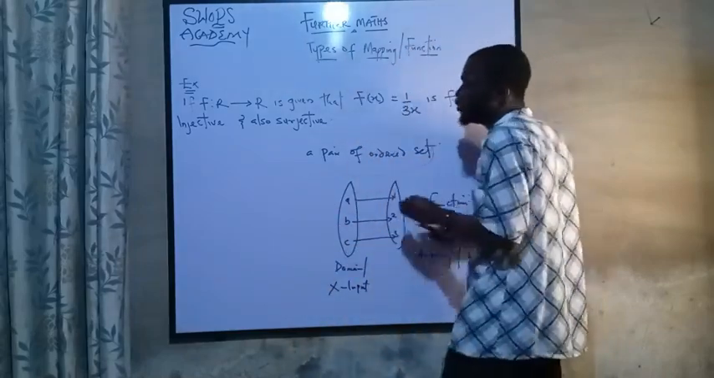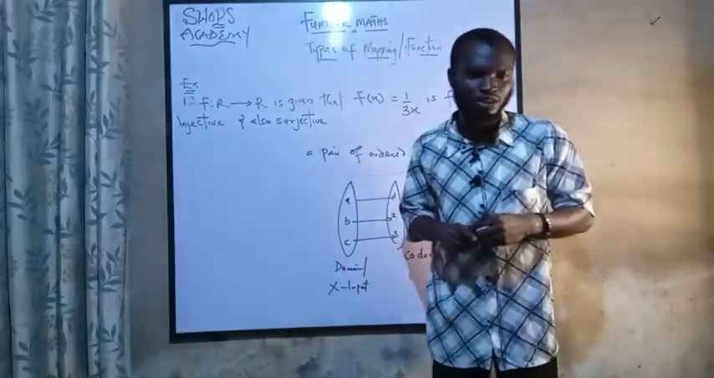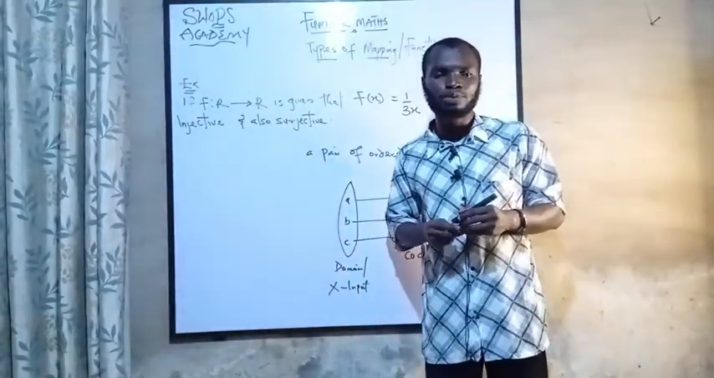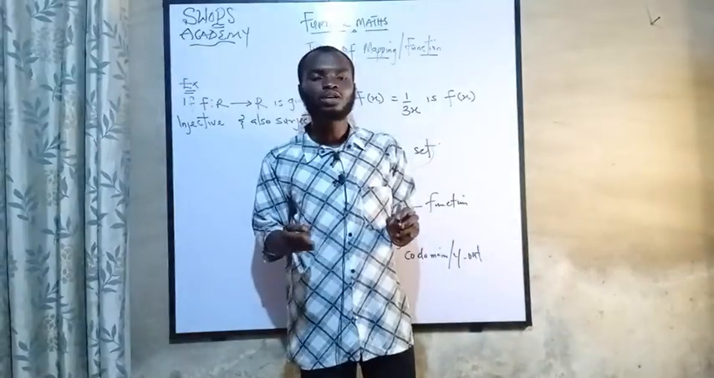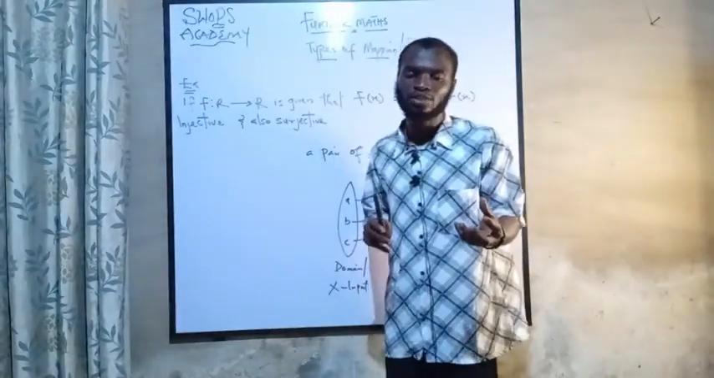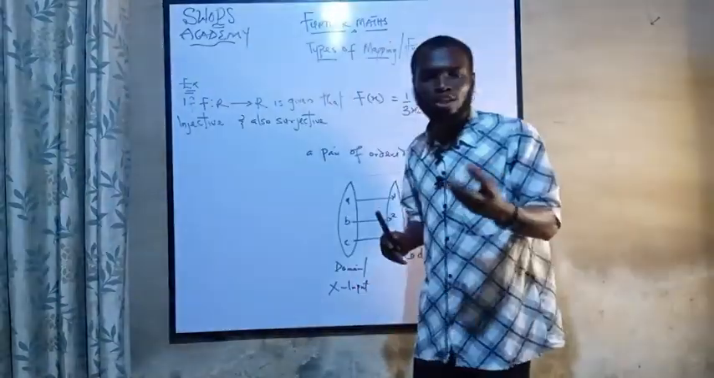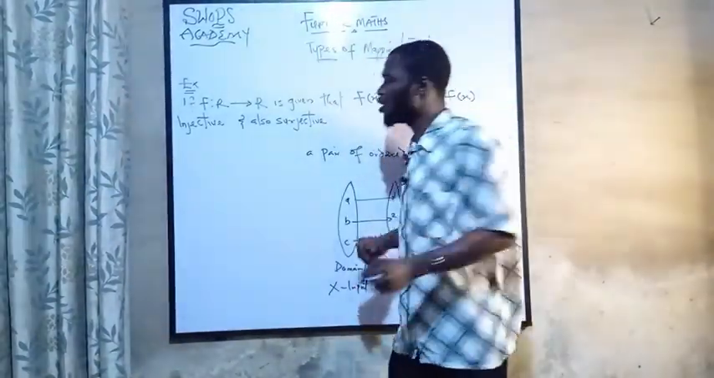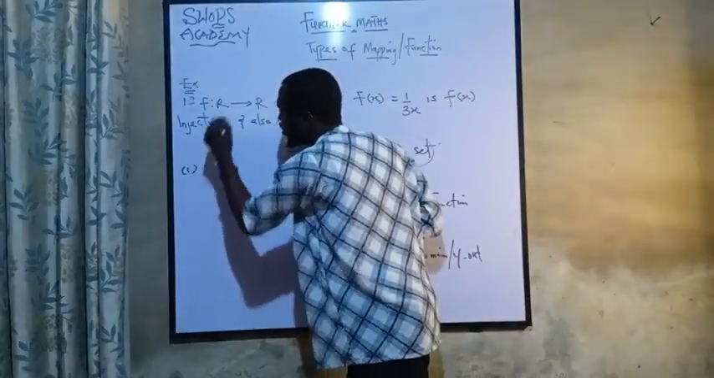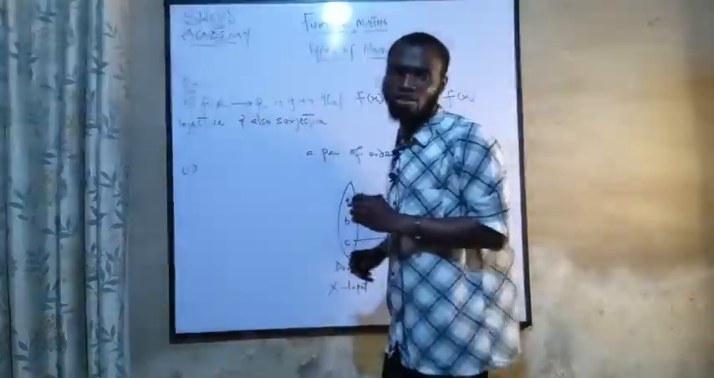Now let's go to the main work. Type of mapping or function. We have different types of mapping or function, but due to the time constraint, let's quickly look into three. We have number one. Let me start with what the question asks us to do.